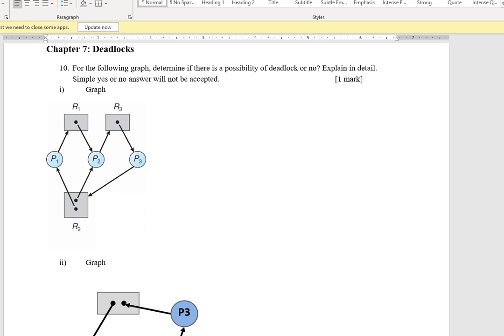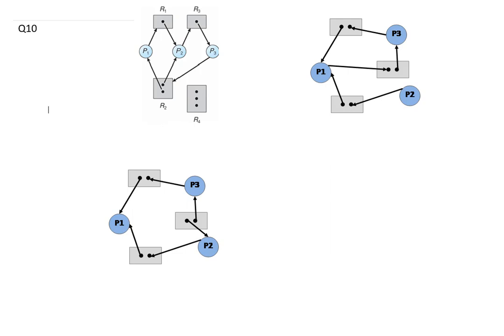So first you see these three graphs I've shown here. If we start from any node, we can see that there is only one resource and there is a cycle. If there is a cycle, then we can say there will definitely be a deadlock. In this case, do you see any cycle?